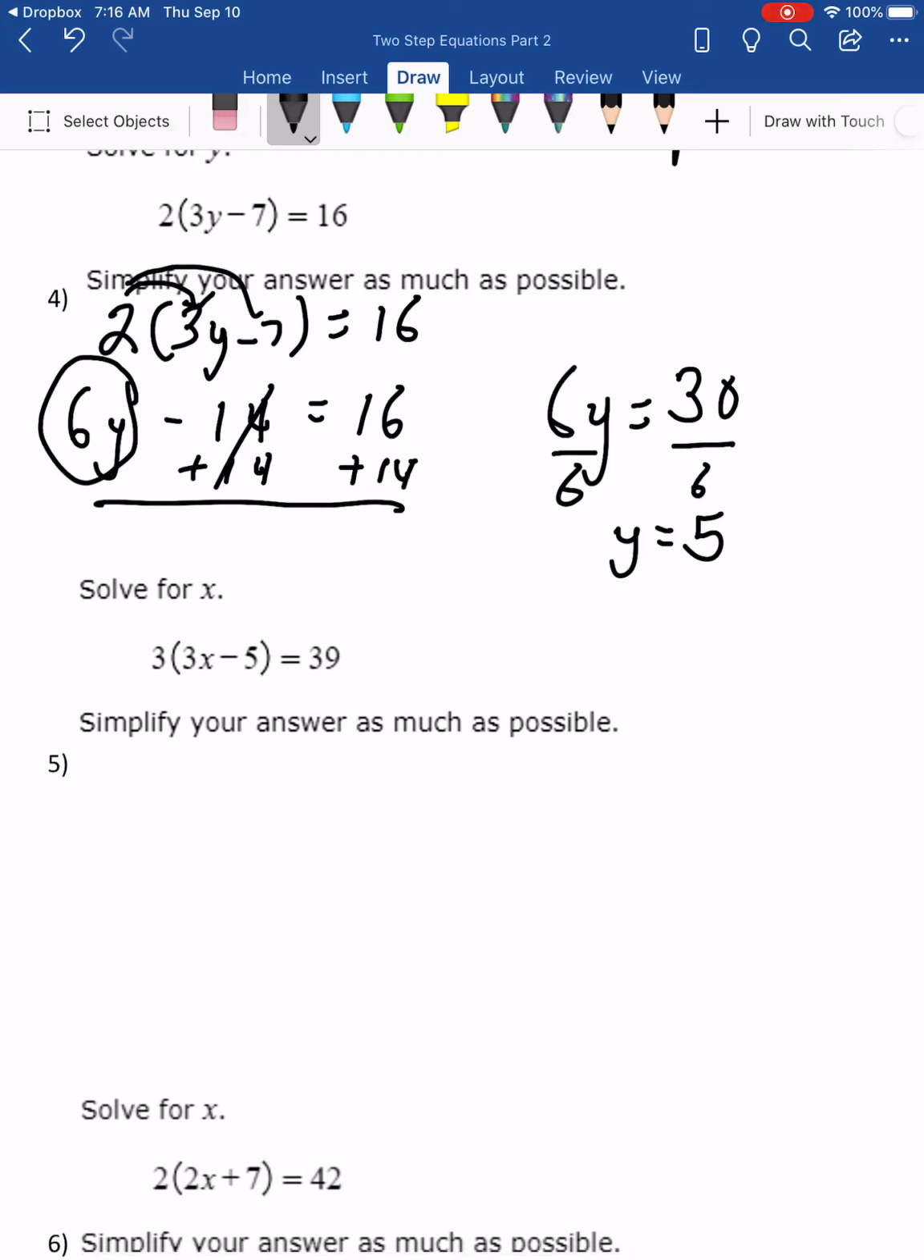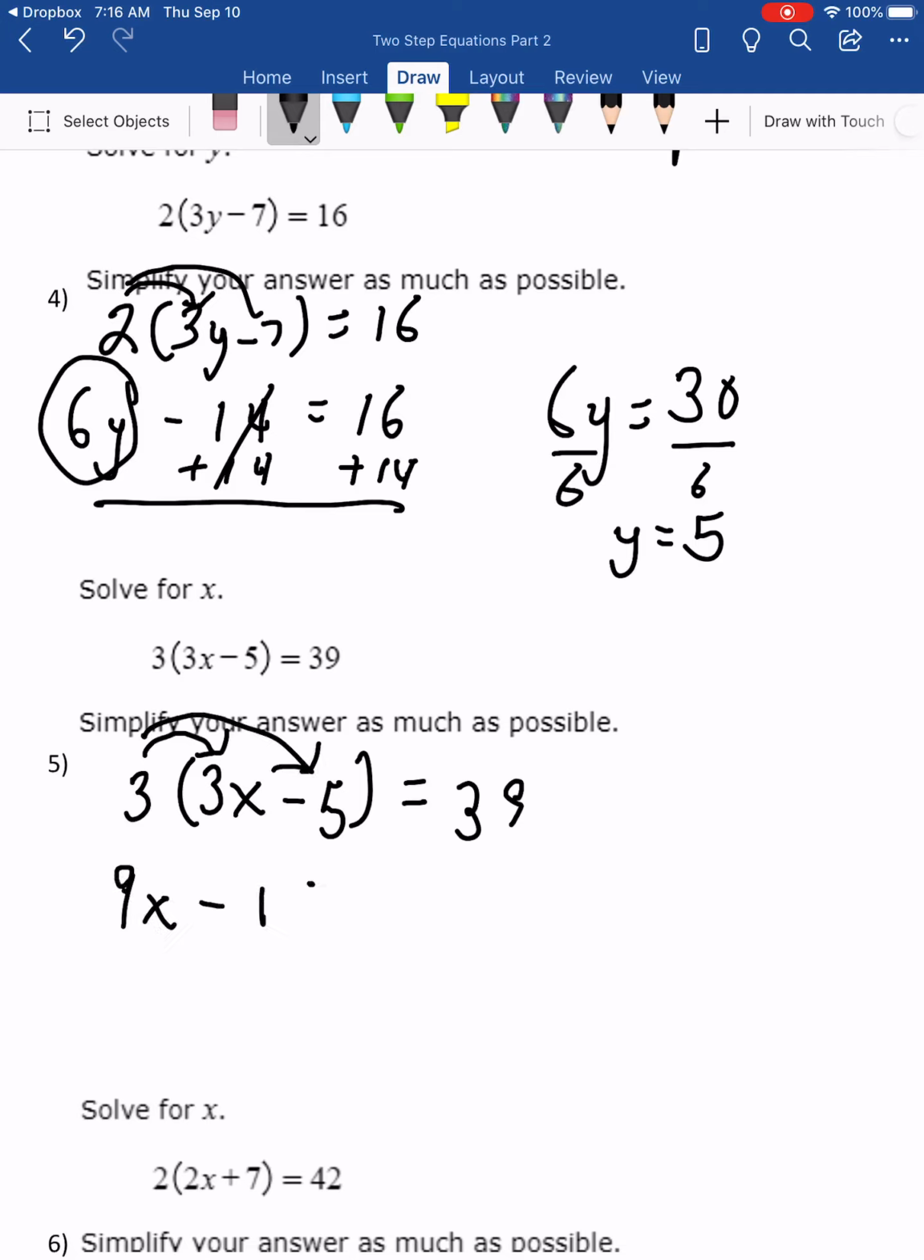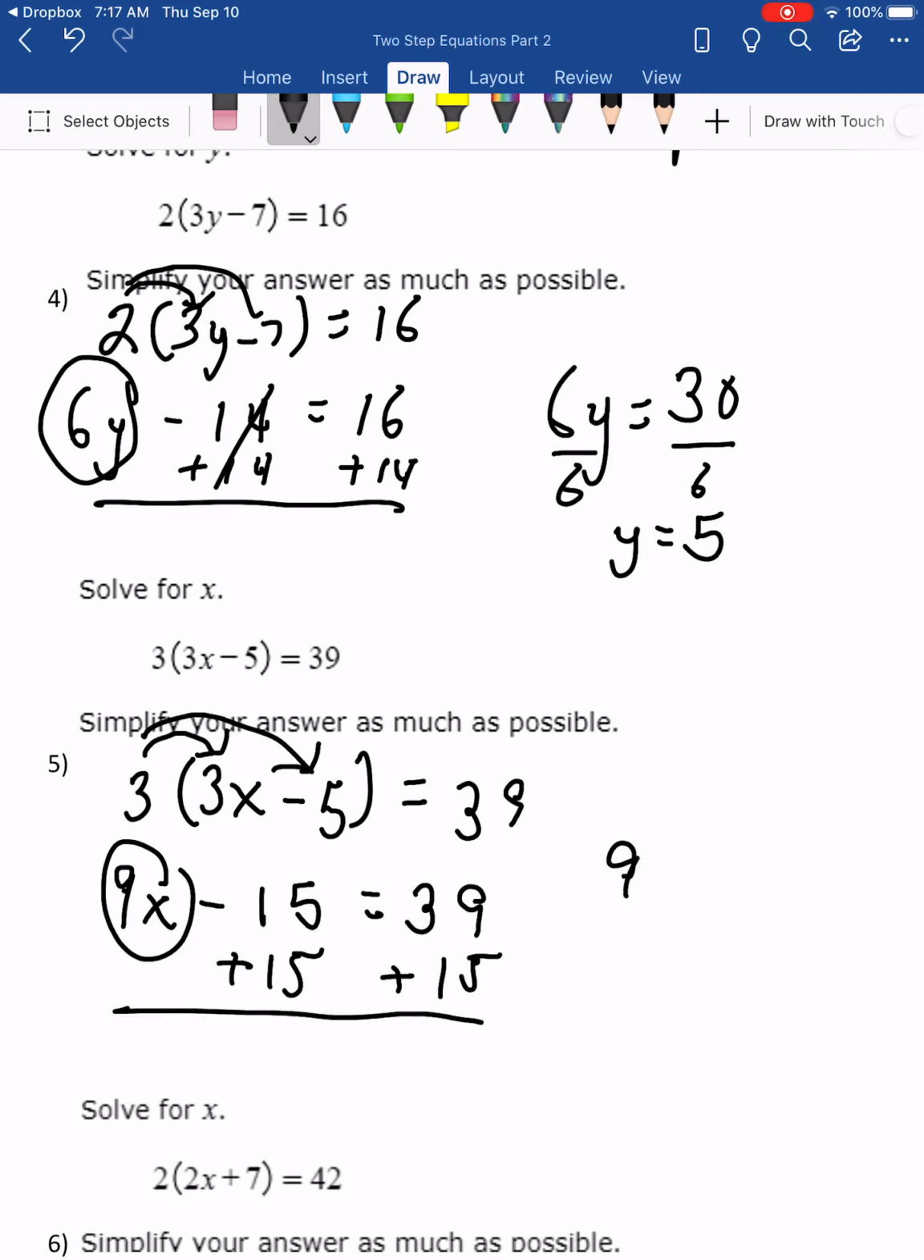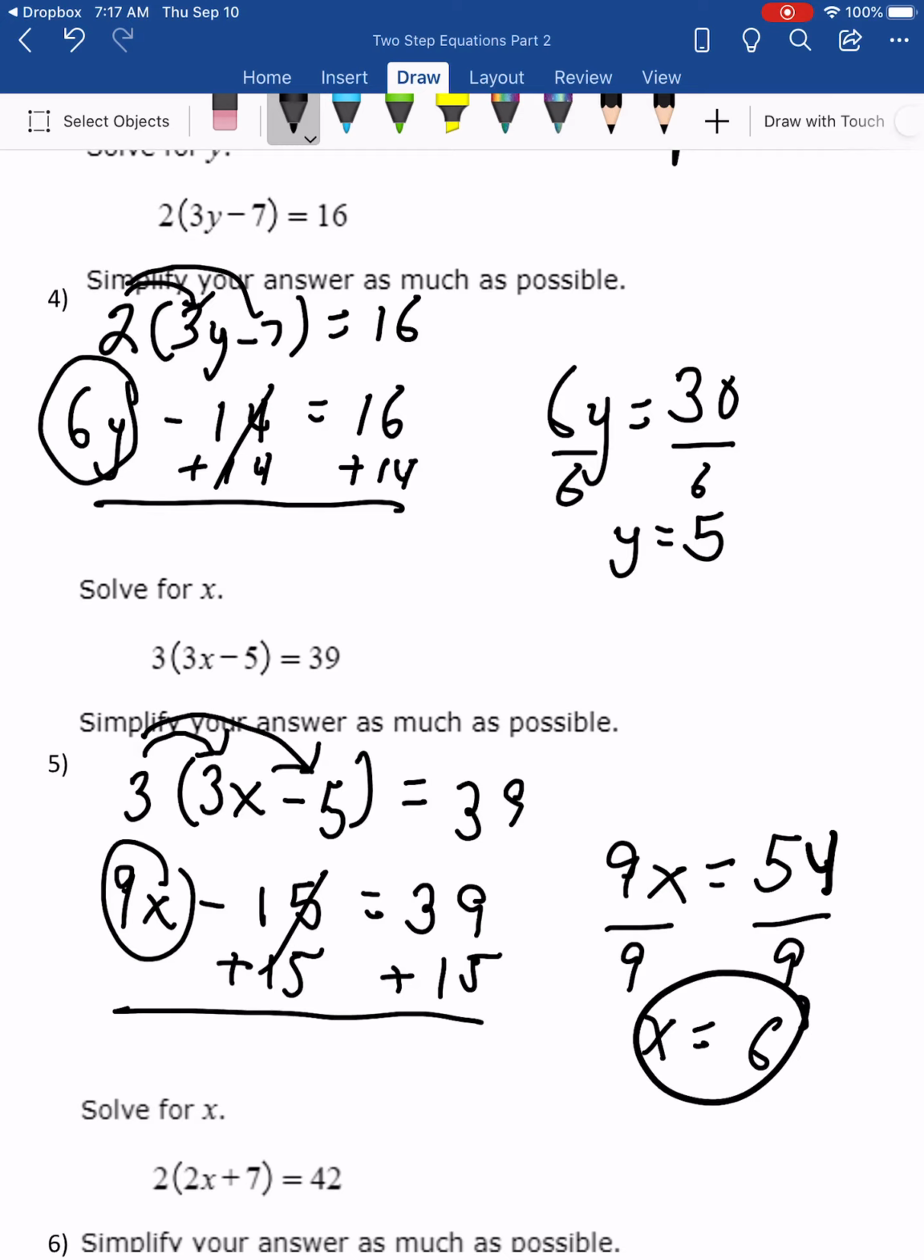Okay, number 5, 3 times 3x minus 5 equals 39. So we'll distribute the 3. 3 times 3x, 9x. 3 times negative 5, negative 15 equals 39. Isolate that, add 15 to each side. So 9x equals 39 plus 15, 54. Can divide each side by 9, and x is 6.